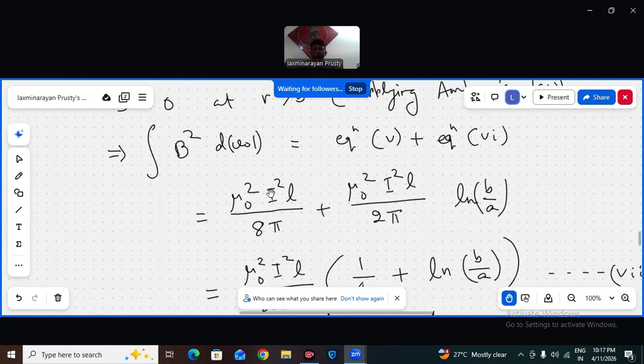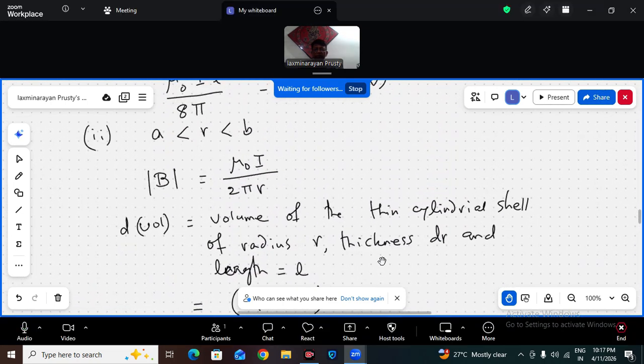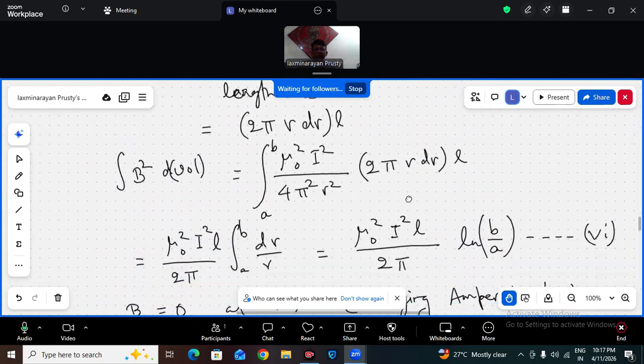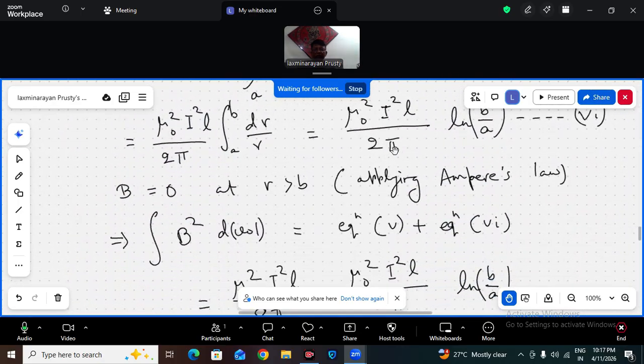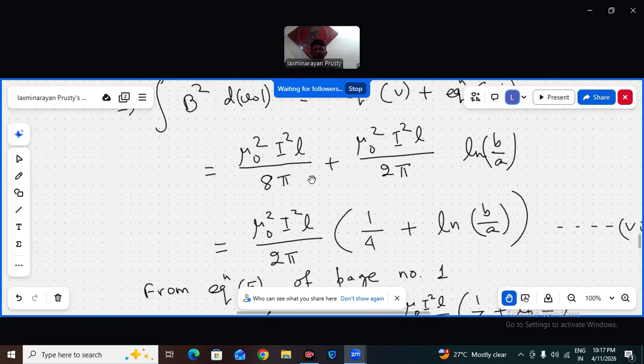So add them, and you get the total value of the B square d volume integration, that is mu naught square I square L by 8 pi plus mu naught square I square L by 2 pi ln b by a. So we will take mu naught square I square L by 2 pi common, so it becomes 1 by 4 plus ln b by a.